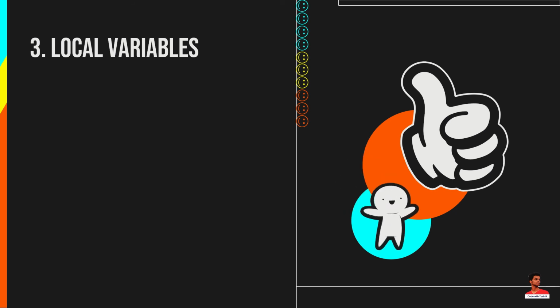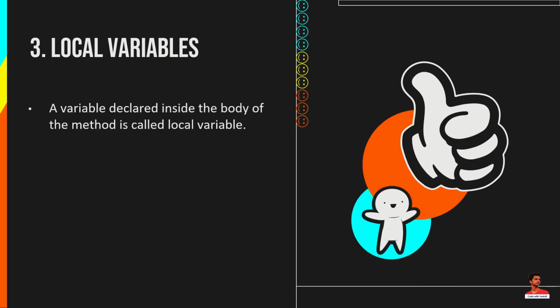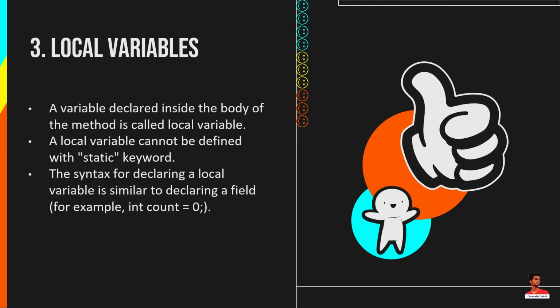Local variable. A variable declared inside the body of a method is called a local variable. You can use this variable only within that method, and the other methods in the class aren't even aware that the variable exists. A local variable cannot be defined with the static keyword. The syntax for declaring a local variable is similar to declaring a field. There is no special keyword designating a variable as local. Local variables are only visible to the methods in which they are declared. They are not accessible from the rest of the class.